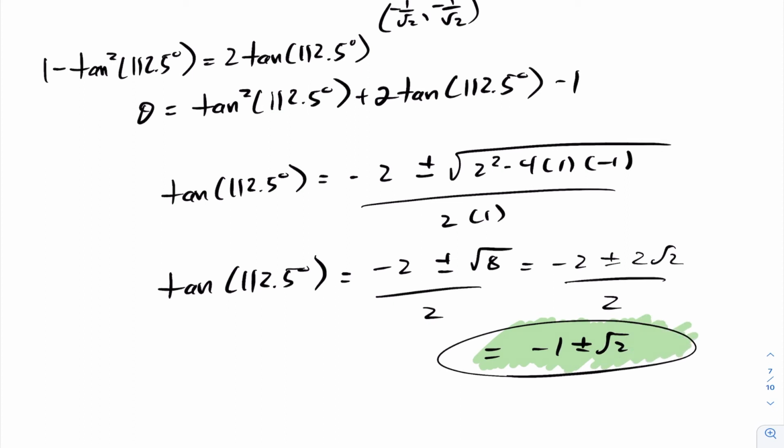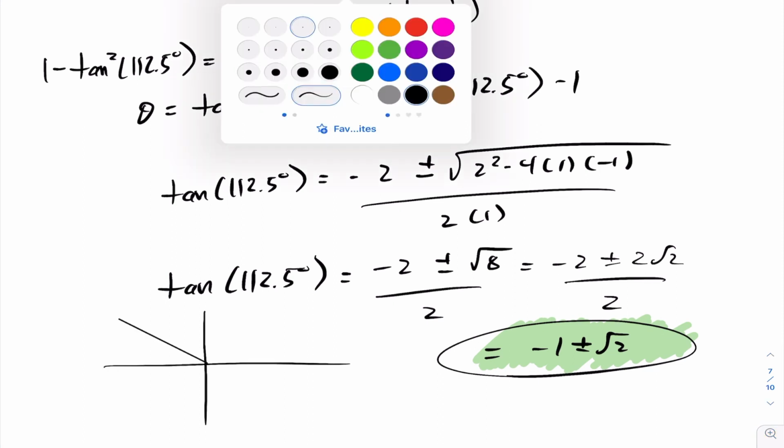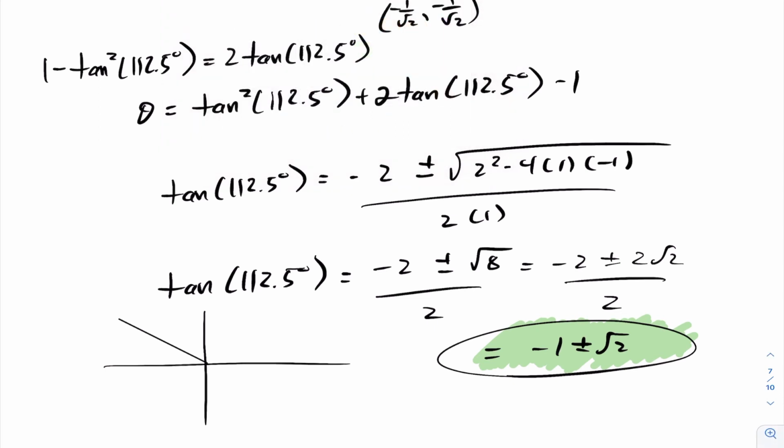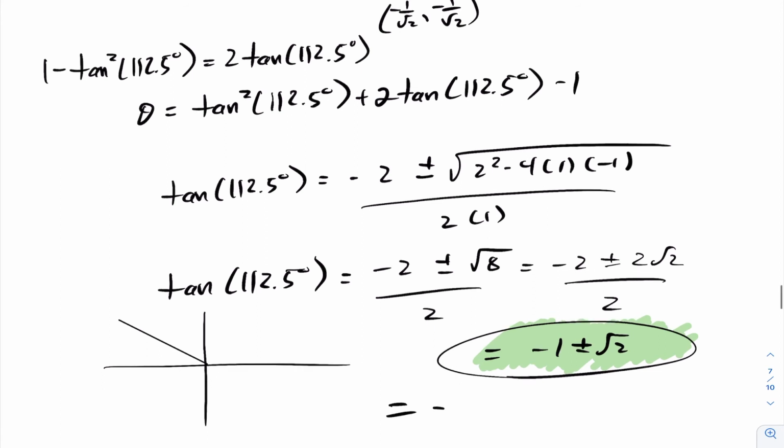Now, since 112.5 is located in our second quadrant, we know that the tan function must be negative in this quadrant, and therefore the exact value of the tan of 112.5 must be negative 1 minus the square root of 2.